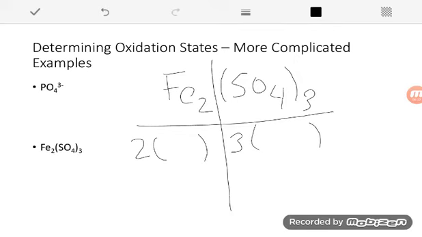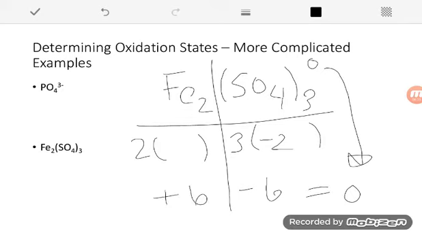Sulfate, the polyatomic ion, has a charge of -2. So here I have -6. It's a neutral compound, so these add up to 0. So over here, iron total must be +6, but there's 2 of them, so each one must be +3. So iron's oxidation state is +3.